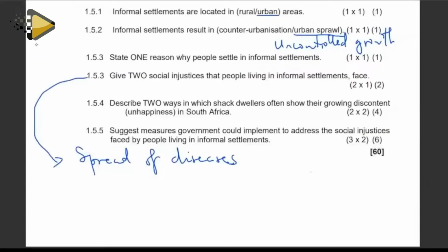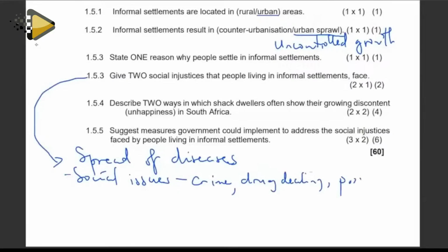Then we can look at social issues. There are so many social issues in the informal settlements which are contributory factors to the injustices. For example, social issues like crime, social issues like drug dealing, social issues like prostitution. Those are some of the social issues in the informal settlement.